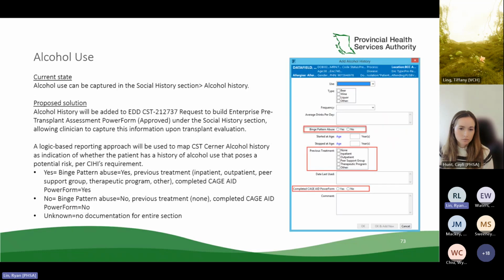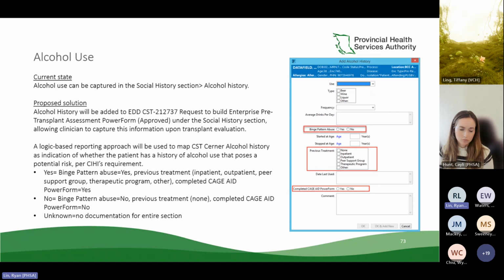So we understand this can currently be captured under social histories for alcohol history. What we're proposing here is a couple of things. First, we can perhaps move alcohol history into the pre-transplant assessment PowerForm that is to be built under the social history section.